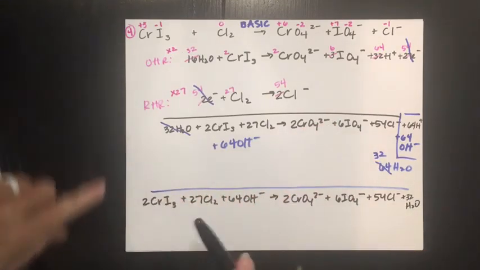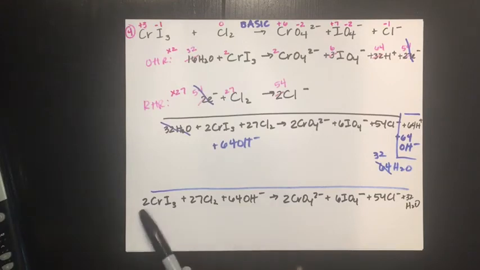All right, let's check really fast. 2 chromium, 2 chromium, 6 iodine, 6 iodine, 54 chlorine, 54 chlorine, 64 oxygens. It's 8 plus 24 plus 32, 64, and then 64 hydrogens. And there's 64 hydrogens. Okay, total charge over here is -64. Over here it's -4, -6, -54, which is -64 over here. So -64, -64, and then 64 hydroxides, meaning it's in basic solution. So it's done.